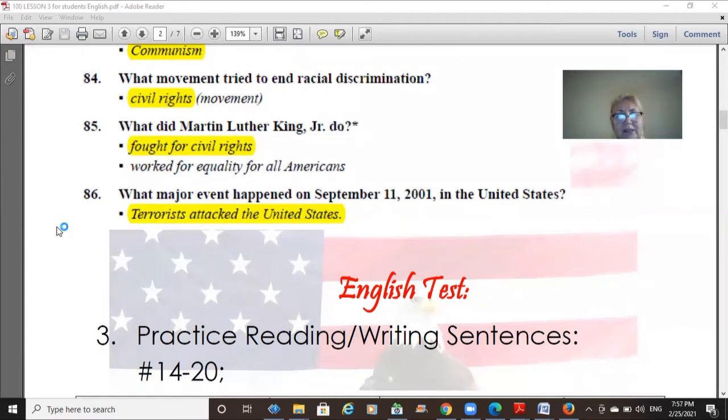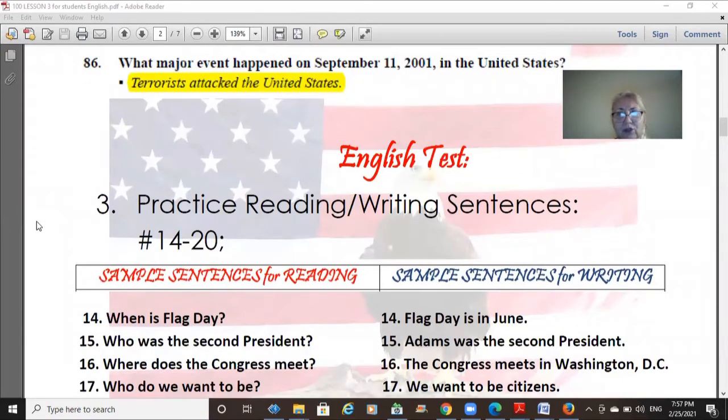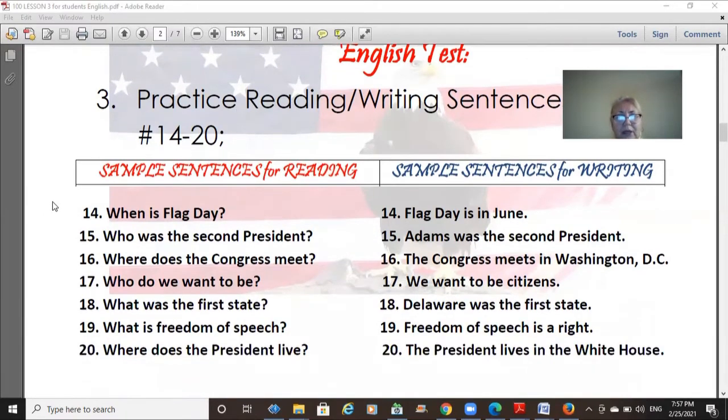After you pass the civics test, they will switch to the English test. And during the English test, they will test your ability to read, write, and speak English. For reading and writing, I offer you sample reading and writing sentences. And for this lesson, we are going over items 14 through 20.